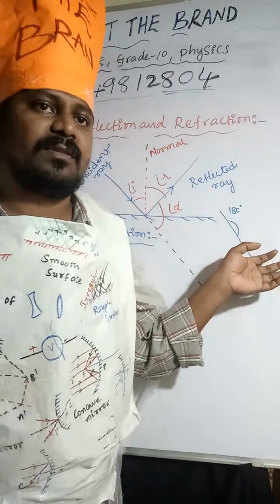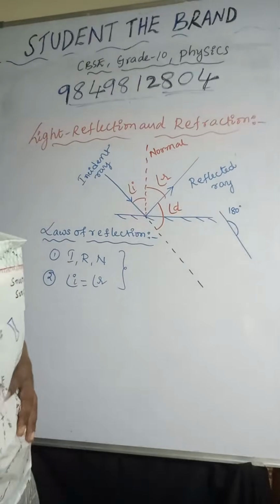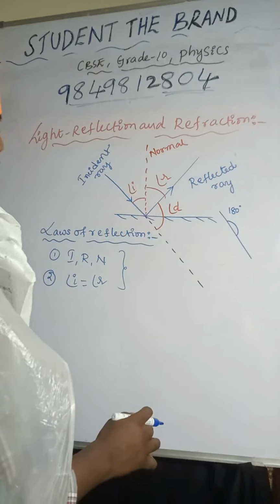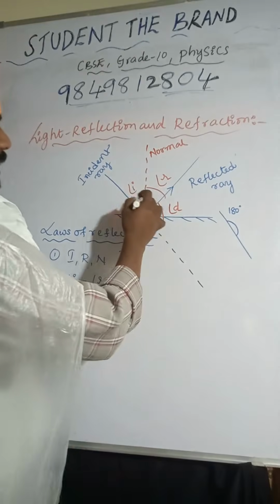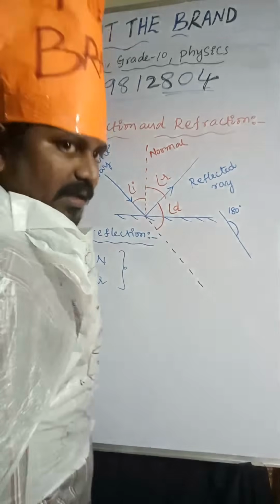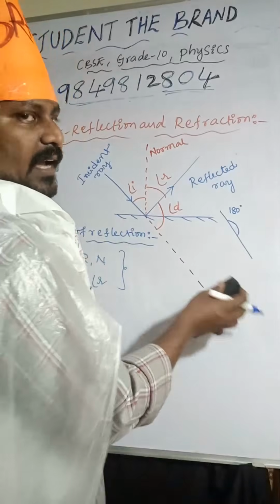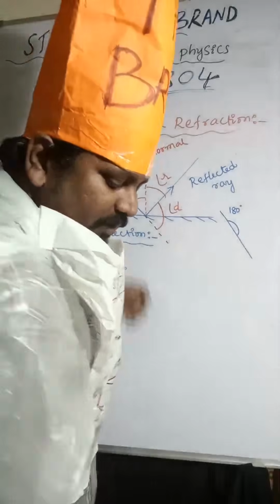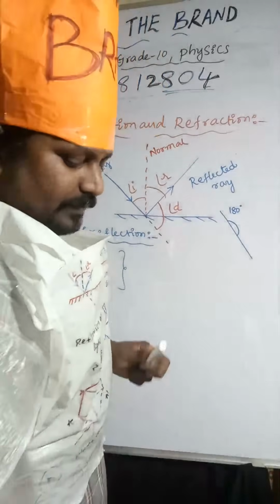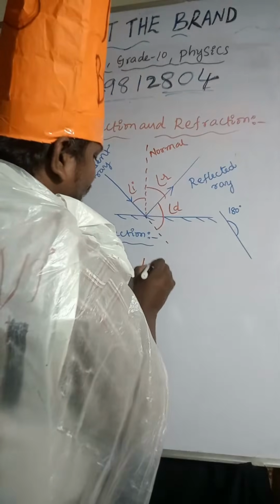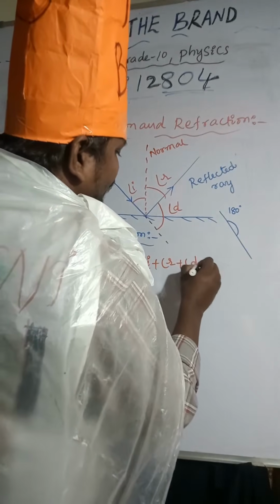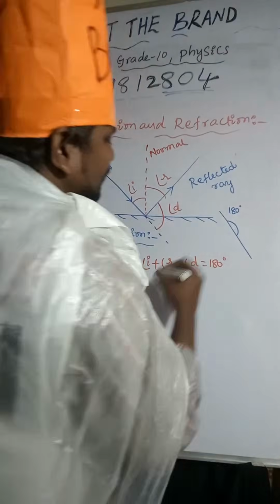Now, you can observe here: angle of incidence plus angle of reflection plus angle of deviation equals 180 degrees. Yes or no?